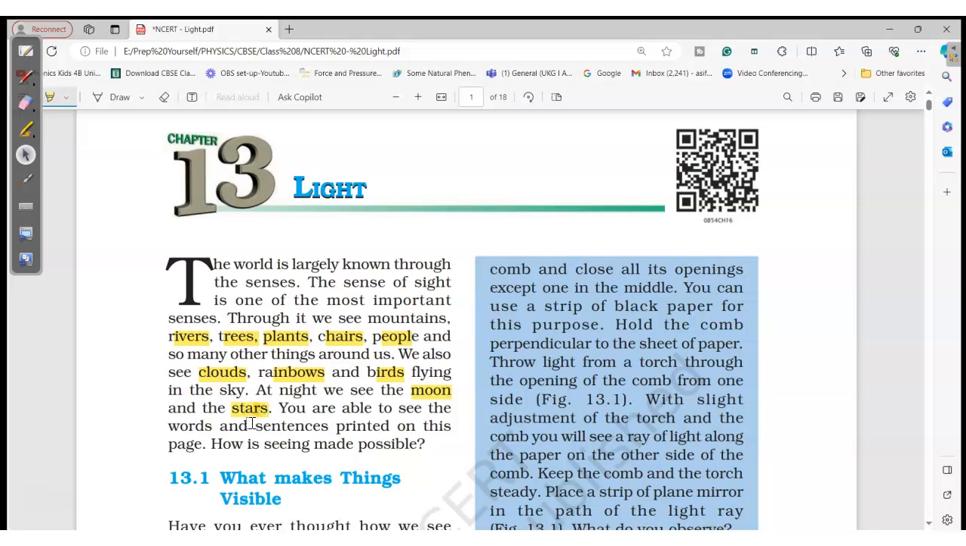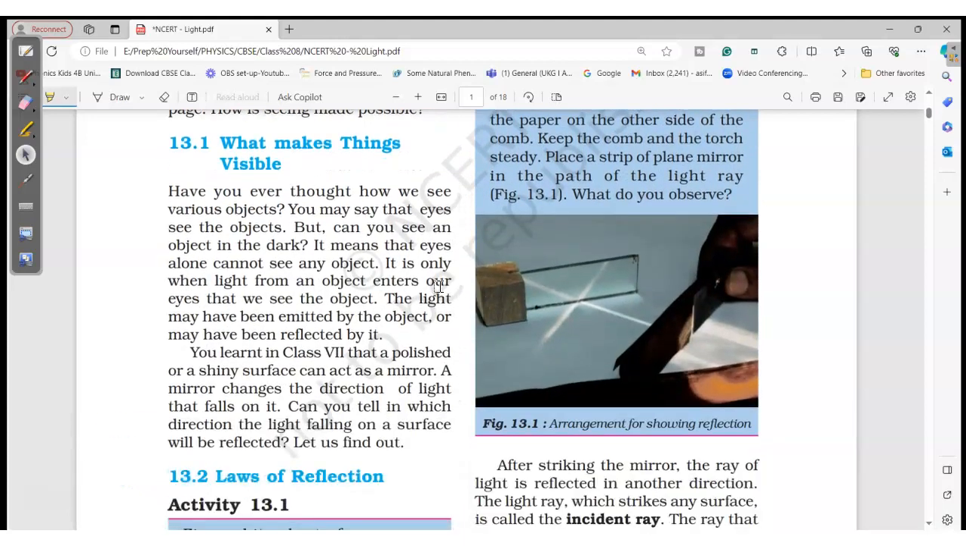So have you ever thought that how seeing is made possible? What makes things visible to us? Suppose if you are in a dark room, then will you be able to see objects around you? Can you see objects around you when it is in a dark room, when there is no source of light? No, we don't see anything when we are in a dark room. Why? Why don't we see anything when we are in a dark room? You need to think that.